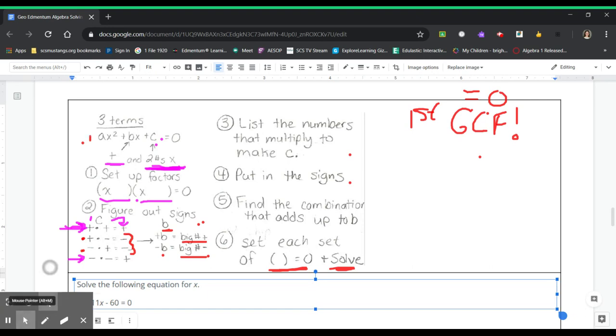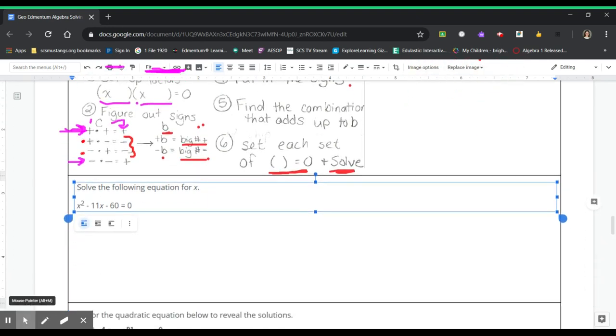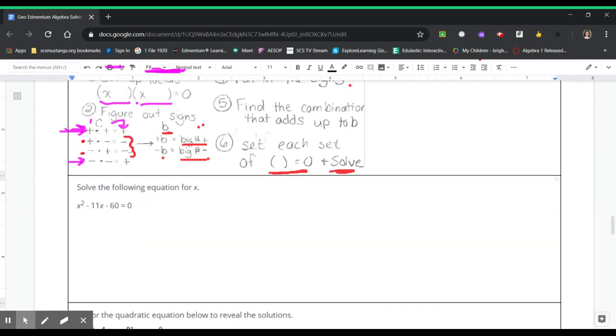Okay? So first thing they want us to do is solve that equation for x. So yes, it is set equal to 0. No, it does not have a greatest common factor. So what I'm going to do after that is step 1, which is to set up my parentheses. So it's going to be an x, and an x, and that is set equal to 0.